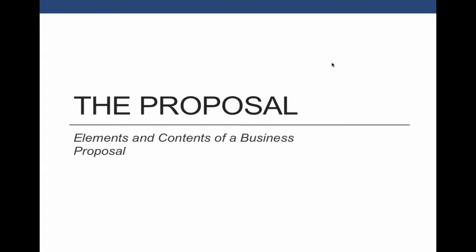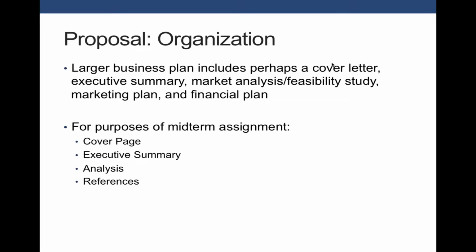Here I just wanted to walk through one of the midterm options in W-231, which is a business proposal. When you look at the business proposal itself, it's more often a larger business plan that would include perhaps a cover letter as well as an executive summary, a market analysis, marketing plan, and a financial plan. But I'm just asking you to assemble a couple of those elements for the assignment itself.